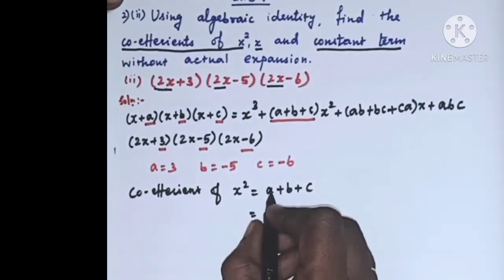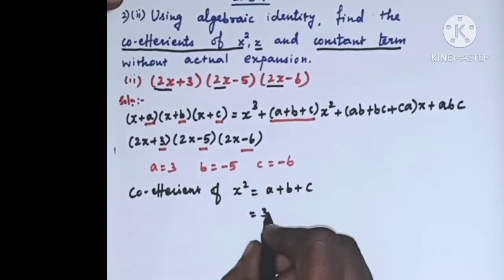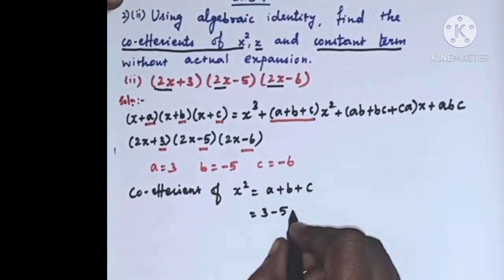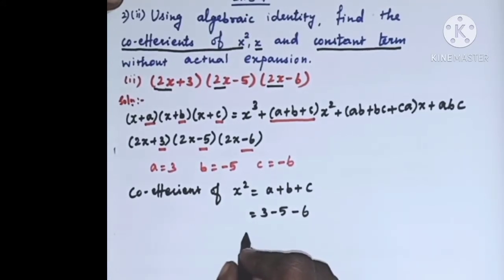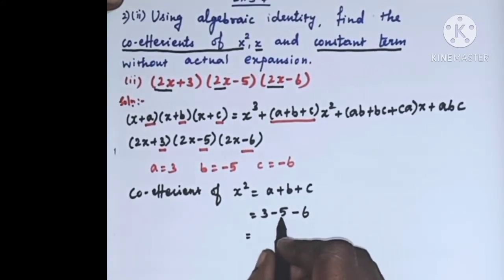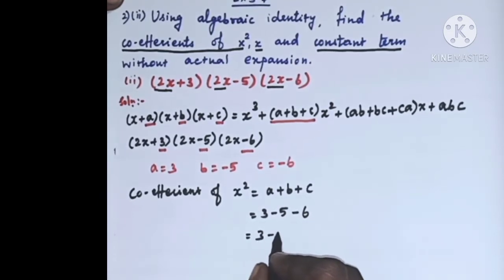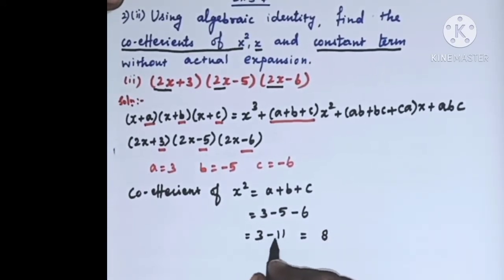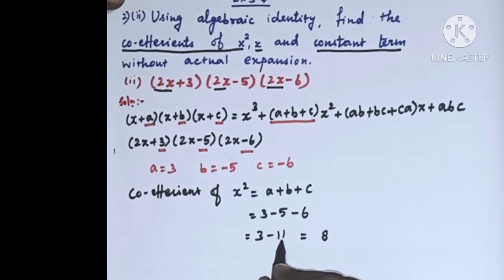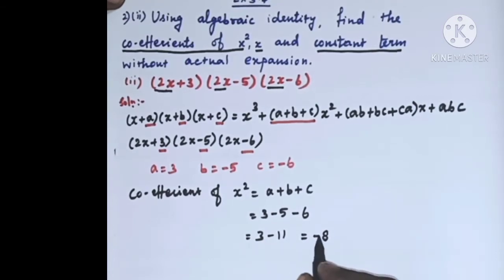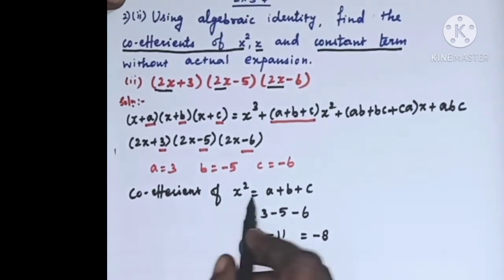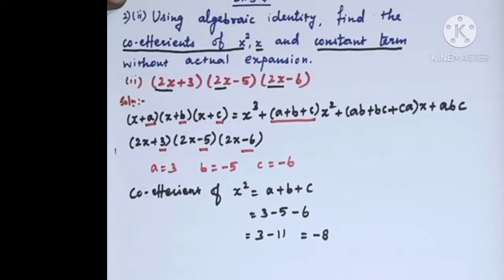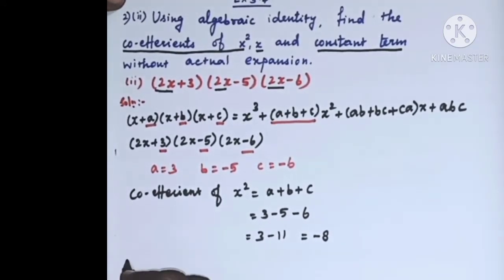So the value of a is 3, and b is minus 5, and c is minus 6. These two are like terms, so adding these two negative numbers, we get minus 11. 3 minus 11 is 8. And the sign of the larger number, which is 11, is minus. So minus 8 is the coefficient of x square. And then we have to find the coefficient of x.